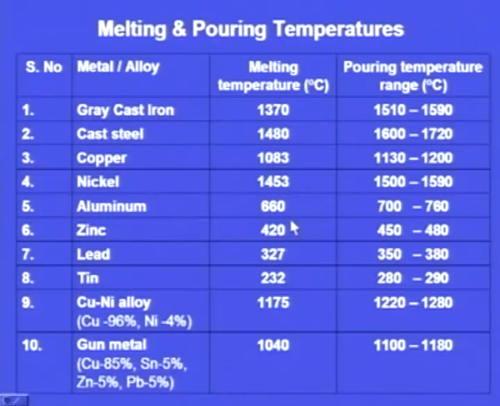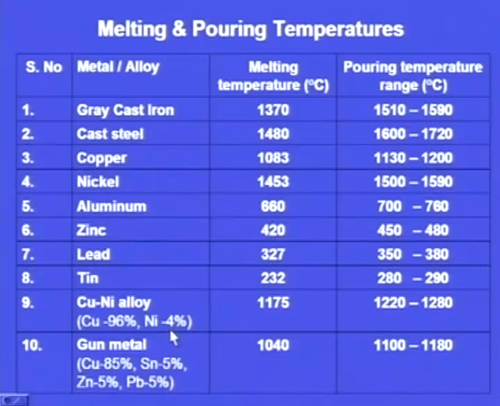Aluminium, the melting temperature is 660 degrees centigrade, and the pouring temperature varies between 700 and 760 degrees centigrade. Zinc, the melting temperature is 420 degrees centigrade, and the pouring temperature is 450 to 480 degrees centigrade. And lead, the melting temperature is 327 degrees centigrade, and the pouring temperature varies between 350 and 380 degrees centigrade. And for tin, the melting temperature is 232 degrees centigrade, and the pouring temperature is 280 to 290.